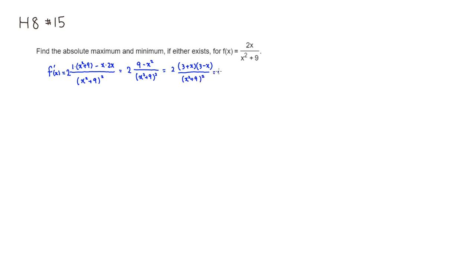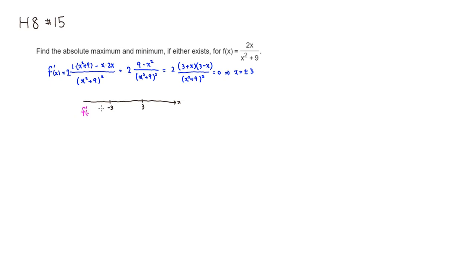We set that equal to 0, and we can set the numerator equal to 0. So x is equal to plus or minus 3. Let's do a number line here, so we can see the increasing and decreasing behavior. We're going to need tick marks at -3 and +3, and we're going to look at the sign of f prime.